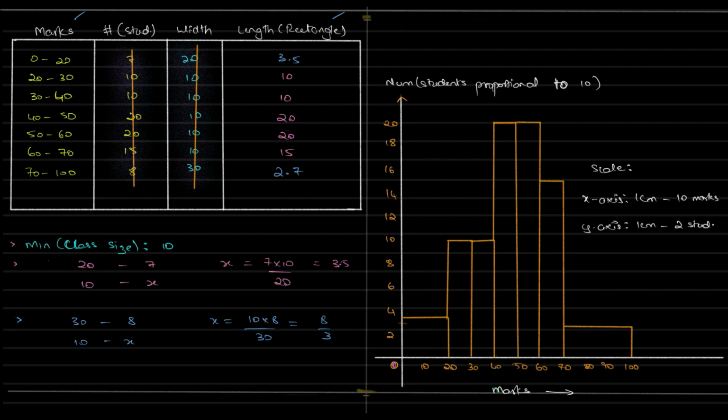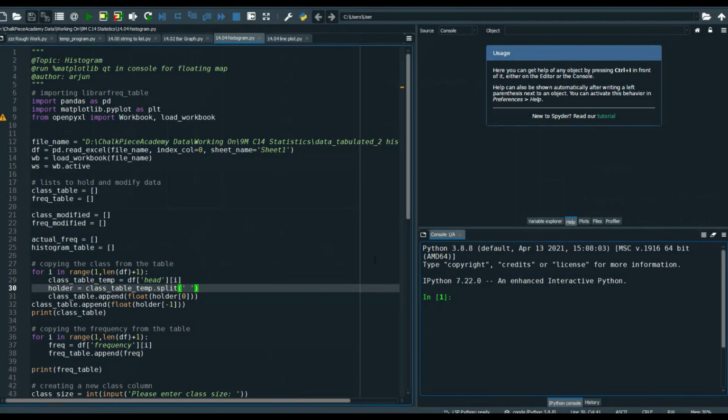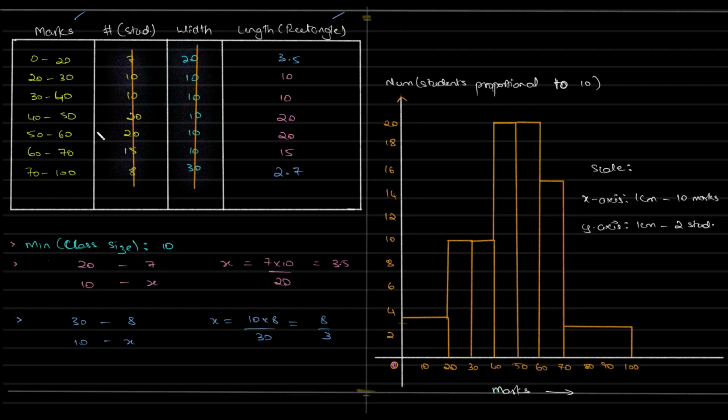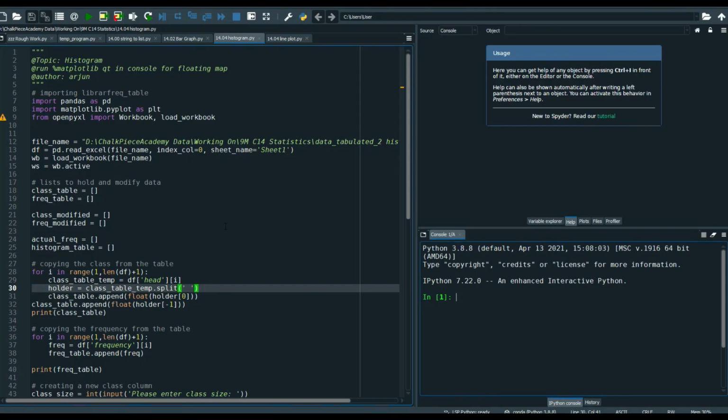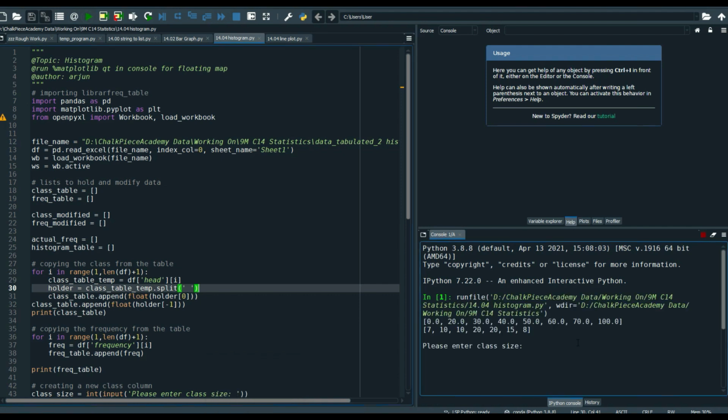Okay, so let's verify if we have done the job right. So we have a code which will do all of this, all the calculation and everything. So we have class, enter the class size. We are taking 10. Actually, it can also calculate class size. It's not a big deal, but I just made sure that you guys can get to interact at some point of time.